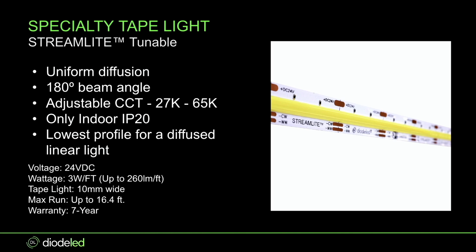And so this is our tunable white. It has an adjustable CCT from 2700 up to 6500, so you get a pretty large range. I think we are working on that in the future, hopefully getting even a larger range than that. One thing to note, though, our tunable white STREAMLITE is not yet offered in wet located format. So just keep that in mind. It's 24 volts. You can get up to about 260 lumens.